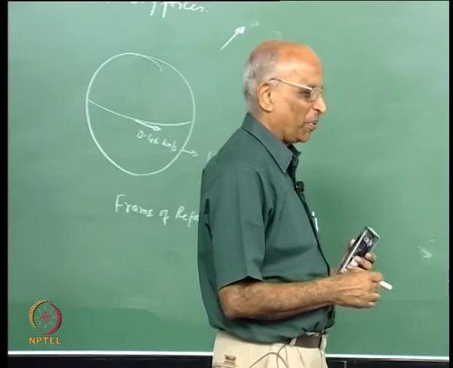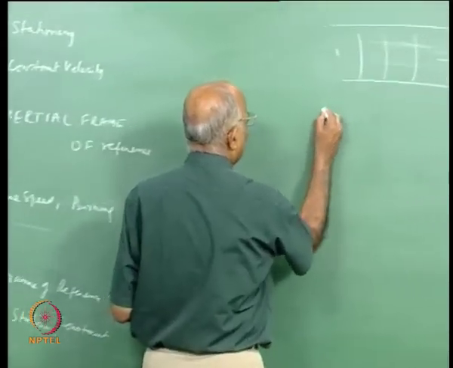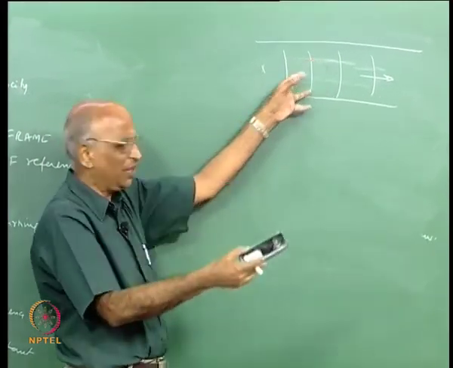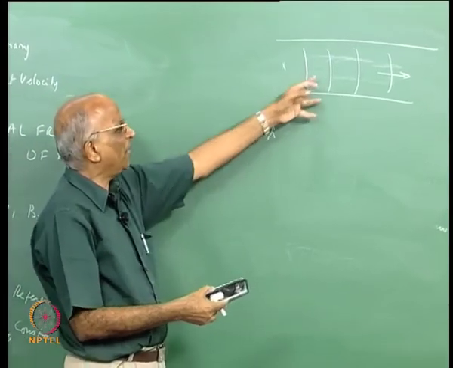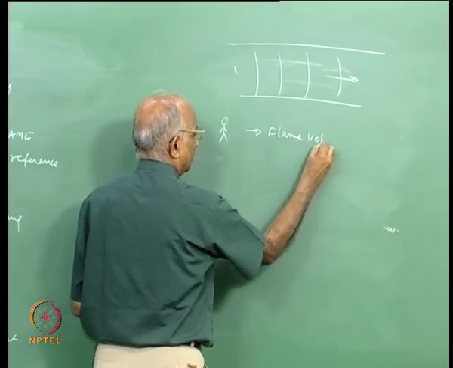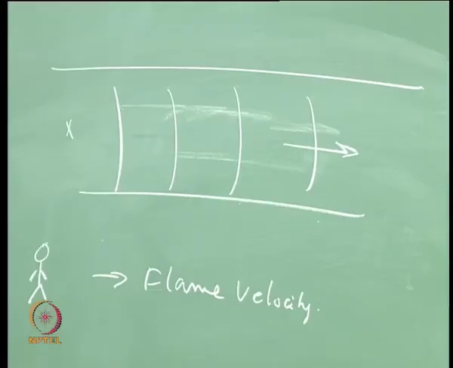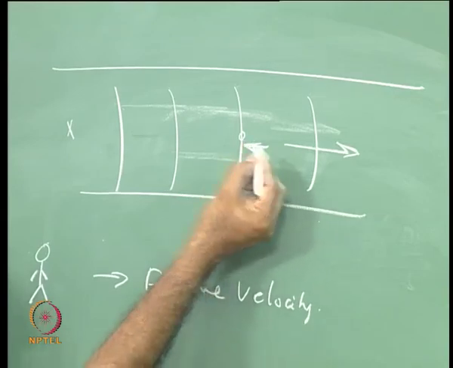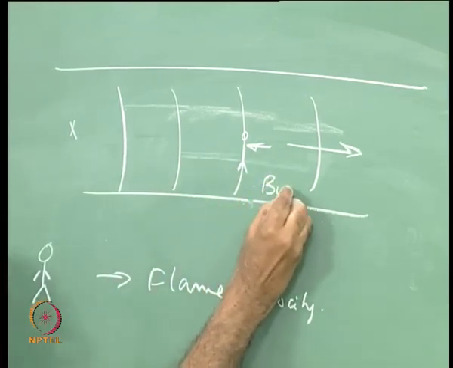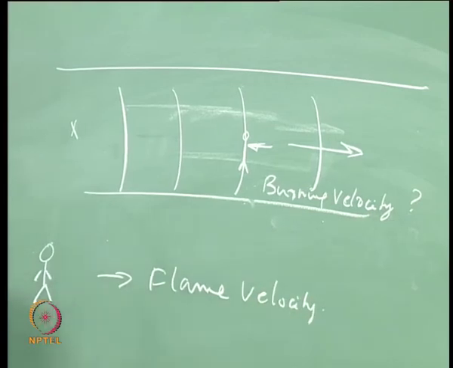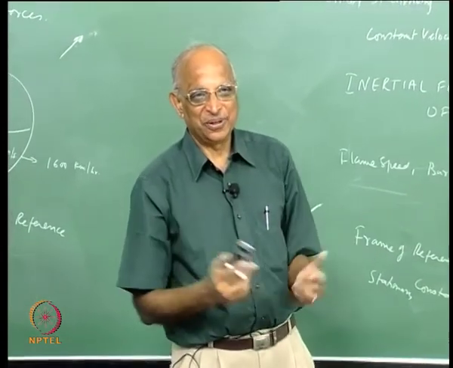I slightly complicate the problem. I tell myself, well, I am standing here stationary, because this fellow is also rotating at the same speed on the surface of the earth, I am also at the same speed, and now I observe it from here. I call this velocity as flame velocity. But if I were to sit over here on the flame and find the velocity with which the gases are coming towards me, I call it as burning velocity. What is the difference? What does it do? Should it still be the same or should it be different?